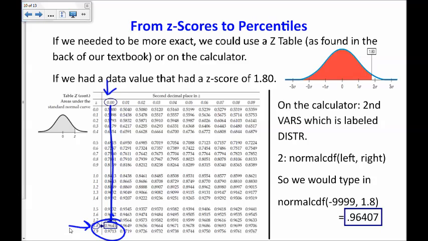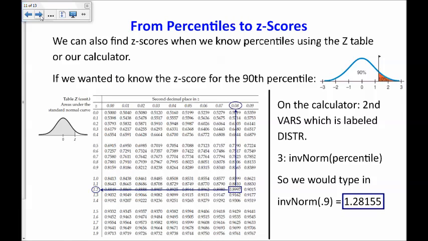So a z-score of 1.8 has a percentile of about the 96th percentile. On the calculator, if you hit second and then vars, which is kind of over by the arrow buttons, it's labeled distr, or distribution, in blue, and you pick number 2. It says normalcdf, the normal cumulative density function, and then you type in left bound and right bound. That will give you the amount of area under that curve. I need to go off to infinity, so I type in a really very small number, -9999, comma 1.8, and it would give me the same value, the 96th percentile.